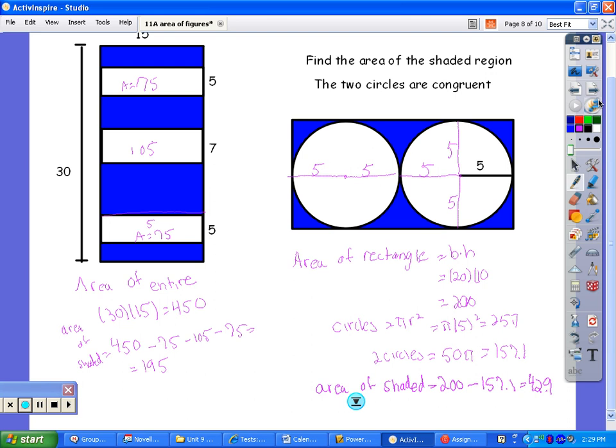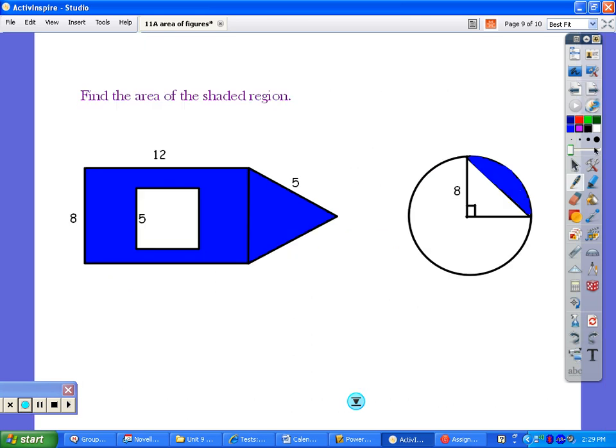Okay, and then these are our last two problems. So we have the area of a shaded region for both of these. We want to find it. So if we look at this, we have a composite figure. We have a rectangle and a triangle, but then we took this square out. They're going to say this is a square.